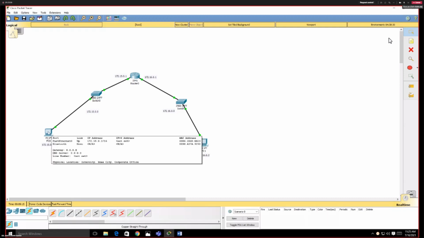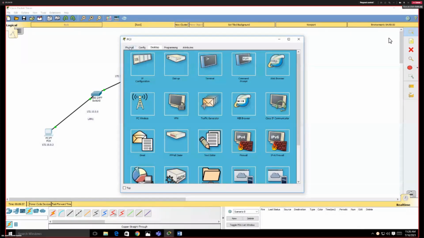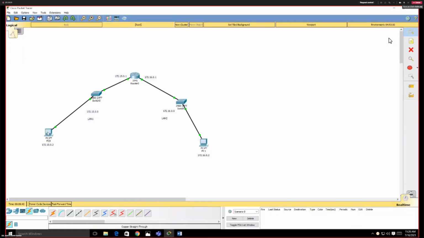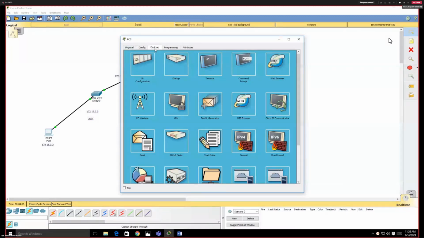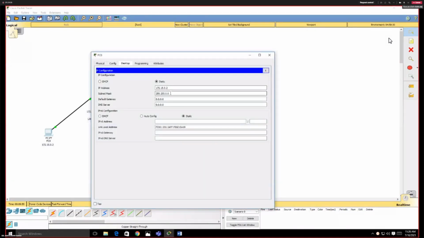I am clicking on the computer which is in LAN 1. The left portion is the LAN 1 portion and the right portion is the LAN 2 portion. In LAN 1, if I click on this computer and open the desktop menu, let me repeat, I am accessing the desktop menu, and in it the IP configuration menu, to assign the IP address. So I have assigned the IP address 172.15.0.2.